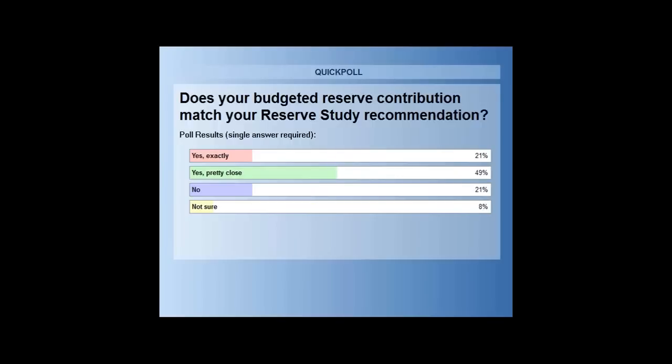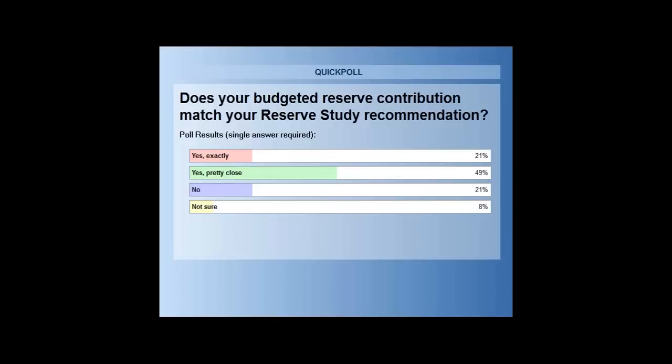Okay, interesting results. All right, well, the first two, the yes exactly and the yes pretty close, I think they're in good shape. It's the no ones that are going to have a problem. If they're not following fairly closely their study recommendations, and there are failures, there are large special assessments or other kinds of problems that result, they're going to have a lot of unhappy homeowners and potential lawsuits. So this is just something that they need to be taking another look at with their boards and looking at the numbers and maybe coming up with a better plan for dealing with the reserve items.